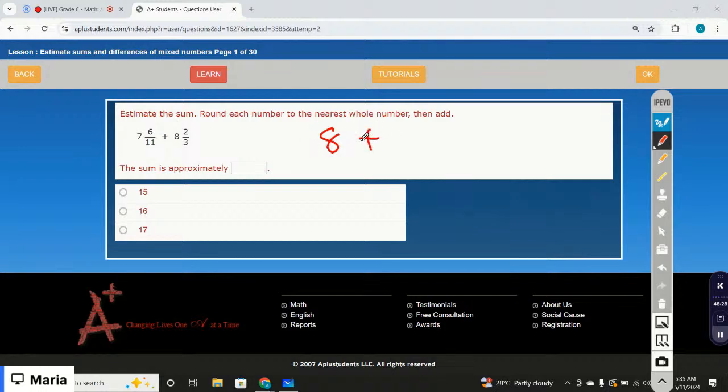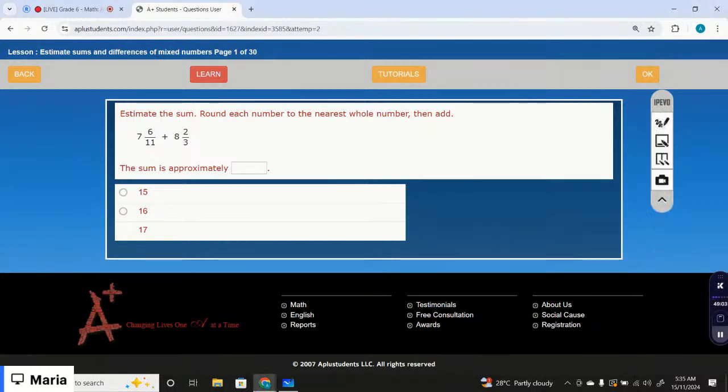Then you have 2 over 3, right? 2 over 3 is also more than half, so you need to round up. It would be rounded up to 9. So 8 plus 9 is 17. The correct option is option number 3. That is 17.